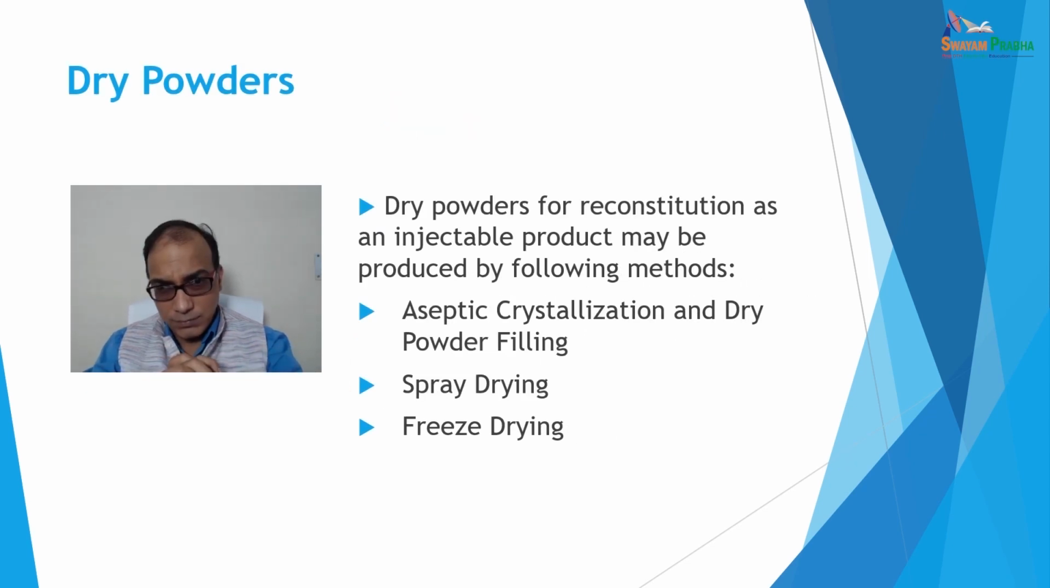So dry powder for reconstitution as an injectable product may be produced by the following methods. What are these methods? Aseptic crystallization and dry powder filling. Second is spray drying, and third is freeze drying. So these are the three aspects we will also be discussing in our series of lectures, spray drying and freeze drying exclusively. But these are the three major methods of dry powder manufacturing.